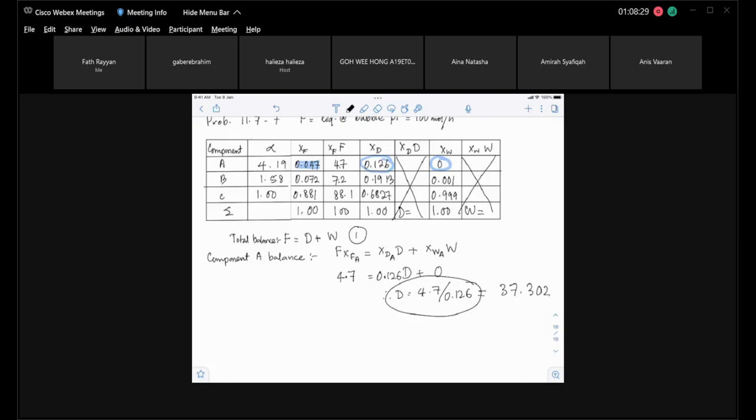The solution is a bit different. One thing for sure, what I can say is this: none of your component A is going to be in the bottom product. So that means all of your component A will be in the top.